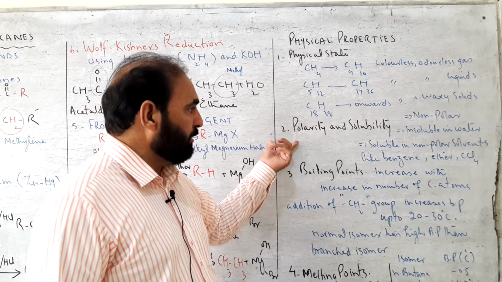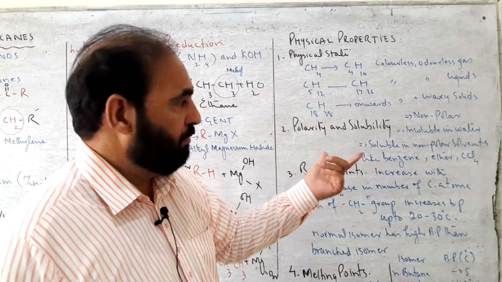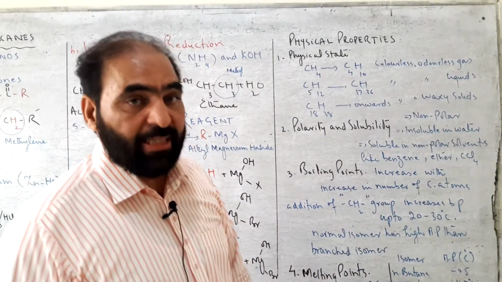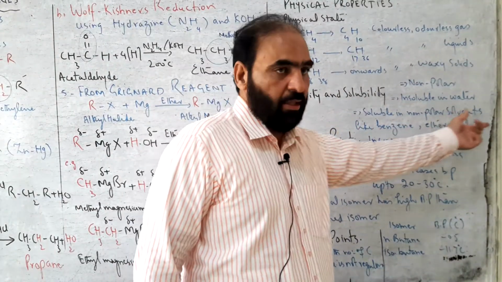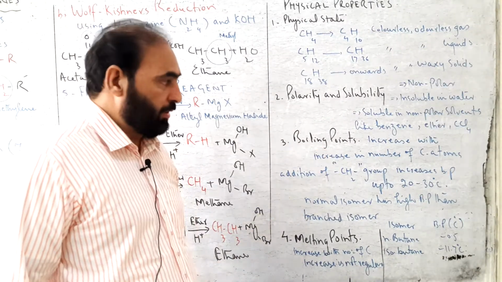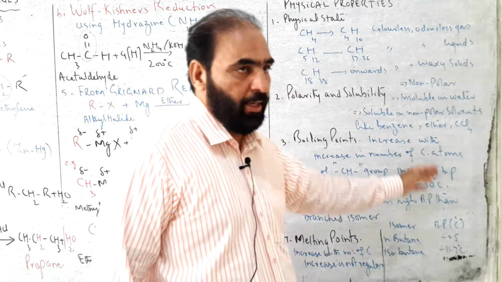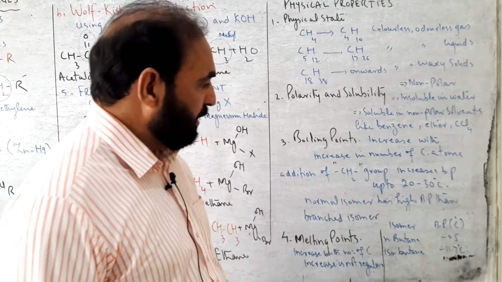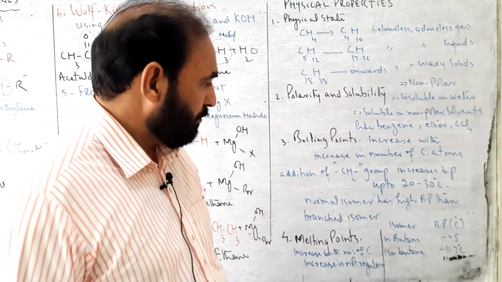The second physical property is polarity and solubility. Alkanes are non-polar molecules which are insoluble in polar solvents like water, but they are easily soluble in non-polar solvents like benzene, ether and carbon tetrachloride. The third property is boiling point. Their boiling point increases with an increase in the number of carbon atoms. With the addition of one CH2 group, there is a 20 to 30 degree centigrade increase in boiling point.